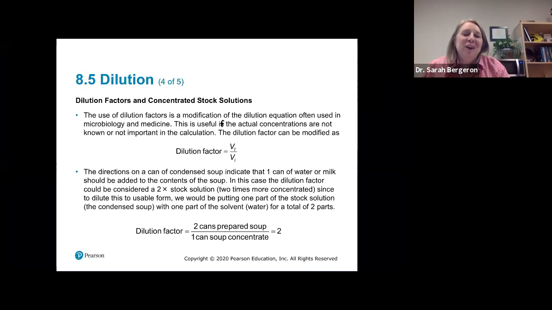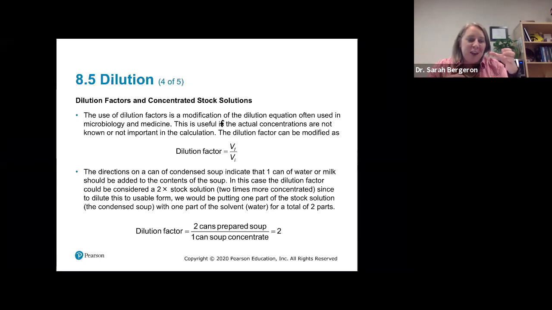A lot of times, dilution factors can speed things up. It's really useful if we don't know the actual concentration, but we say, okay, this is a 20x stock, and I want my working solution to be 1x. What are you going to do? That's just a 20-fold dilution. So think about it like if you're in the kitchen.